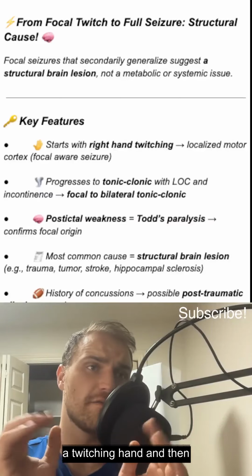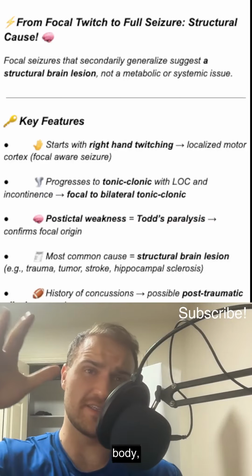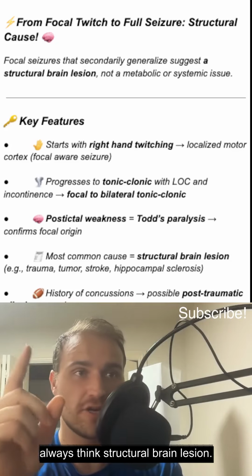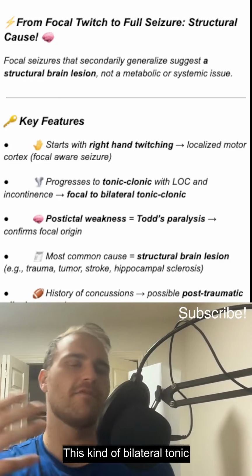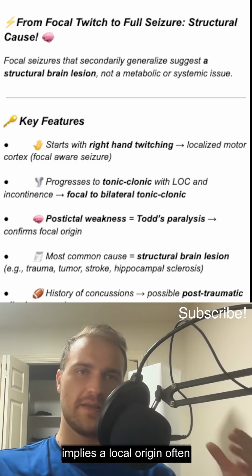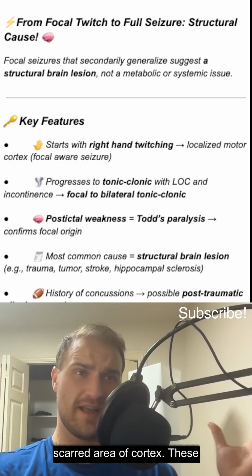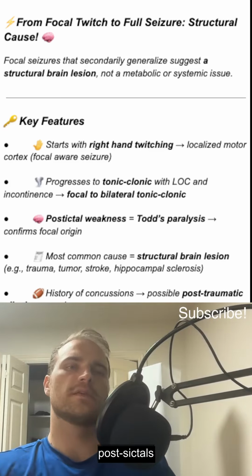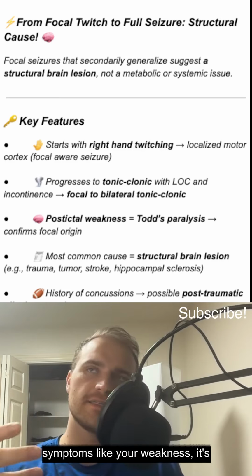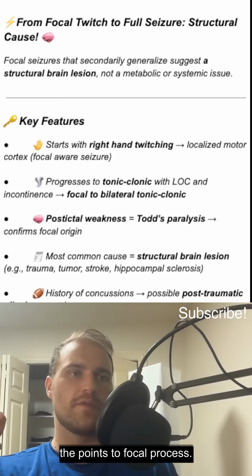When seizures start focal, like a twitching hand, and then spread to the whole body, always think structural brain lesion. This kind of bilateral tonic-clonic seizure implies a local origin, often from trauma, tumor, or a scarred area of cortex. Post-ictal symptoms like weakness, known as Todd's paralysis, further point to a focal process.